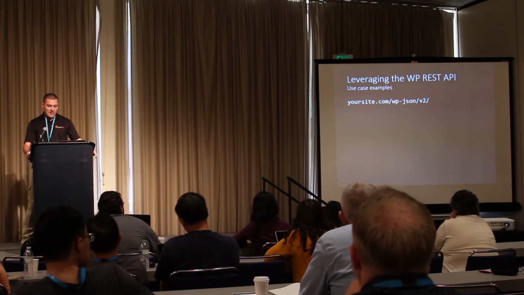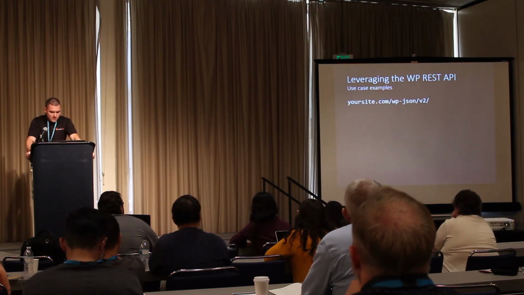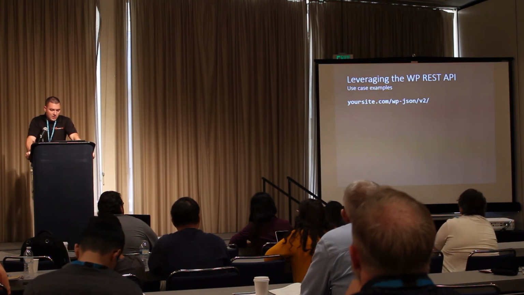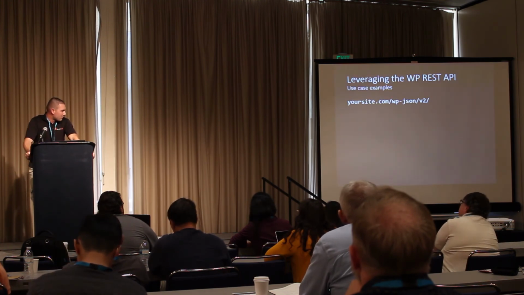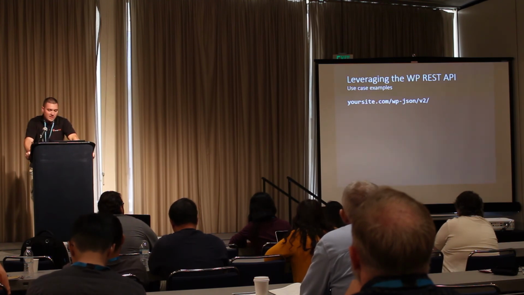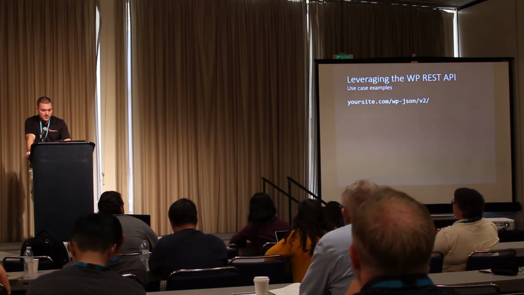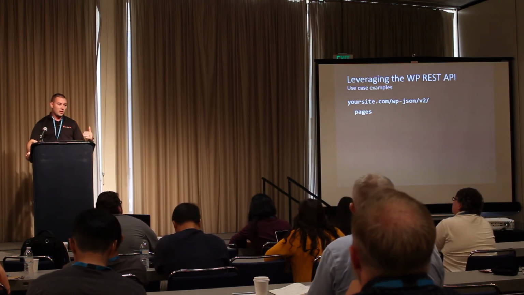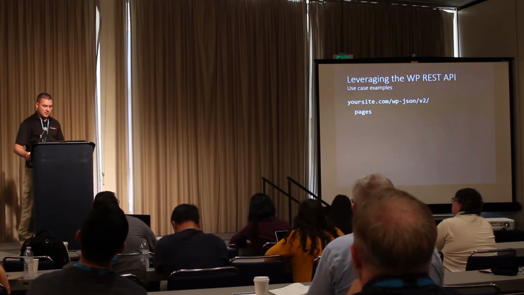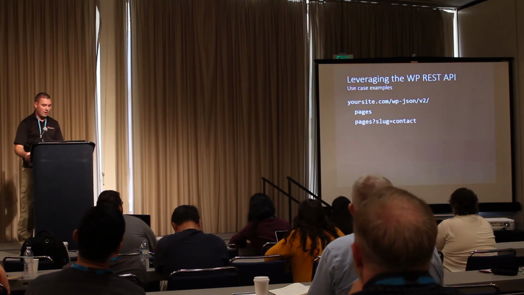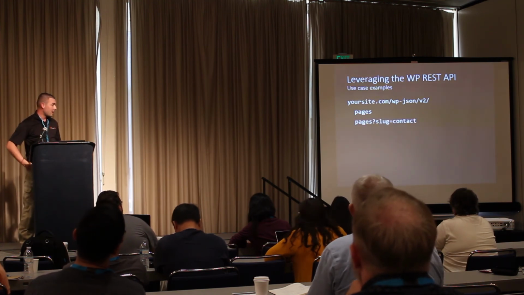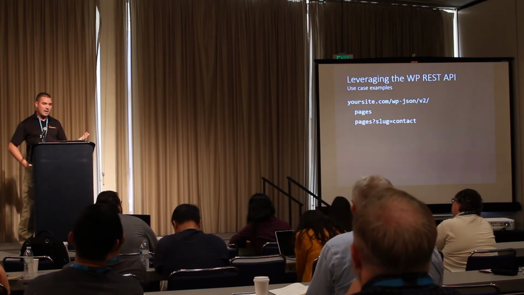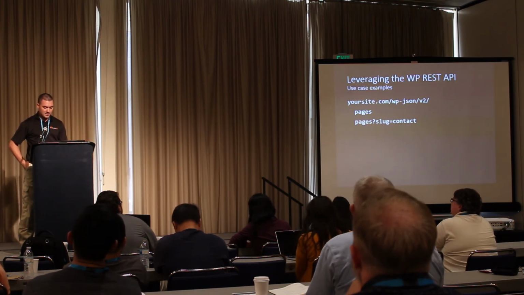The WordPress REST API. We'll just look at a few examples real quick to start off with. Basically, yoursite.com/wp-json/v2. This is the same for every WordPress site. Now, if you add pages to the end of that, you will get a JSON object of all the pages on your site. If you add a parameter called slug and give it a value, then you will get that page by slug if it exists.